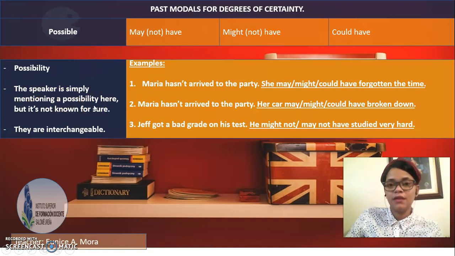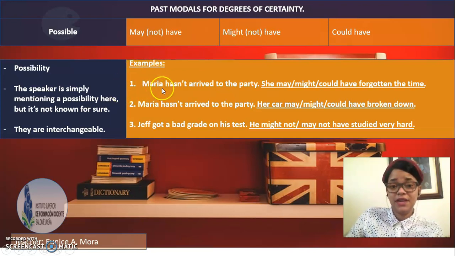Like, I think something is possible, then I can use this. And they are interchangeable. So it means that I can say may have, might have, or could have, and it's the same. Same happens with the negative form of these two. Then let's watch the examples.